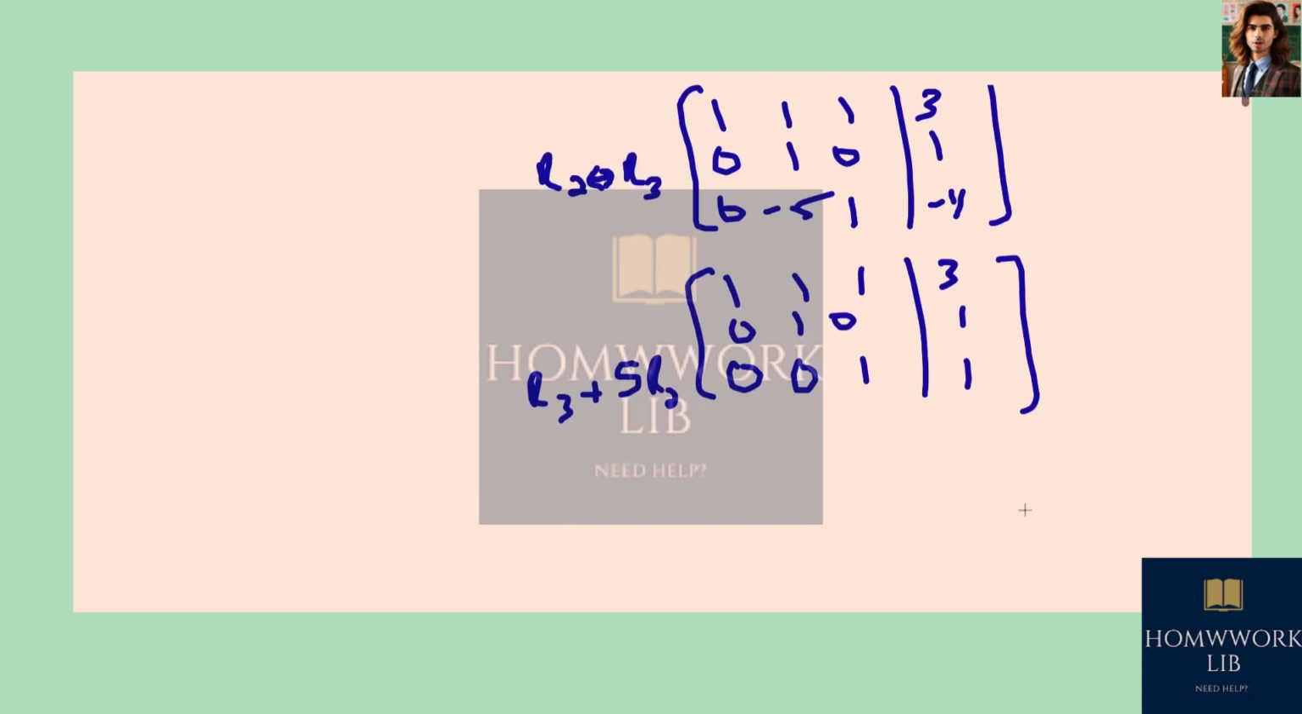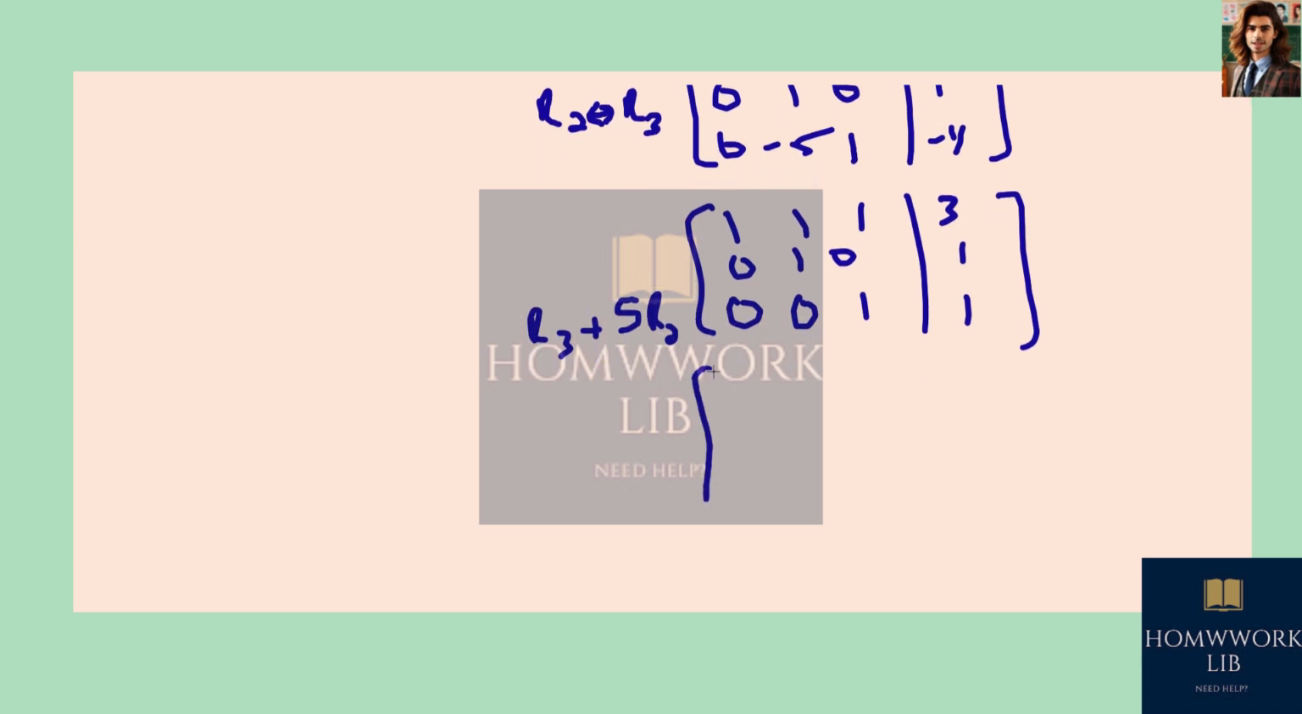Getting there, we need a 0 in row 1, column 2. And so we can do this by taking row 1 and just subtracting row 2 from it. So we get 1 minus 0, 1 minus 1, 1 minus 0, 3 minus 1.